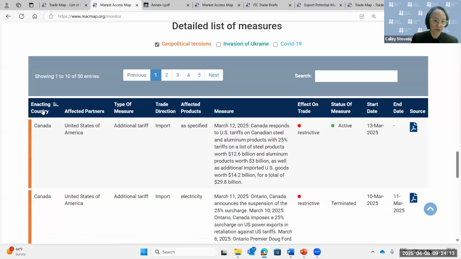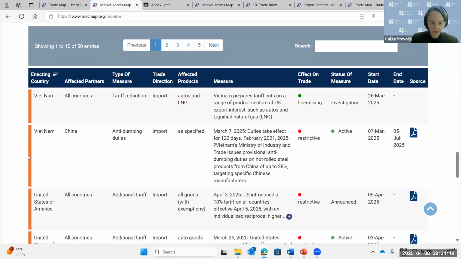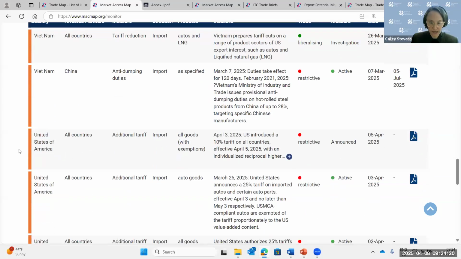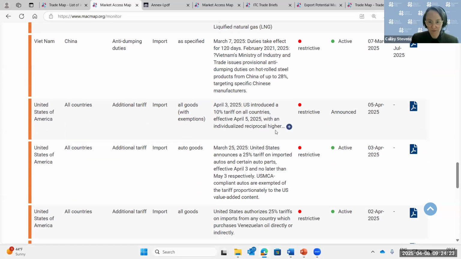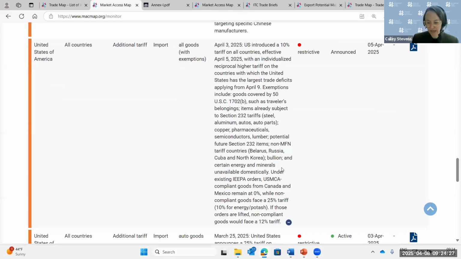So I am going to sort by enacting country, and we are going to scroll down. And here you have this measure that was announced last Wednesday, which applies that 10% additional tariff on most countries, and then these higher reciprocal tariffs on countries with which the US has the largest trade deficits. And you have the document where you can see where that information is coming from.